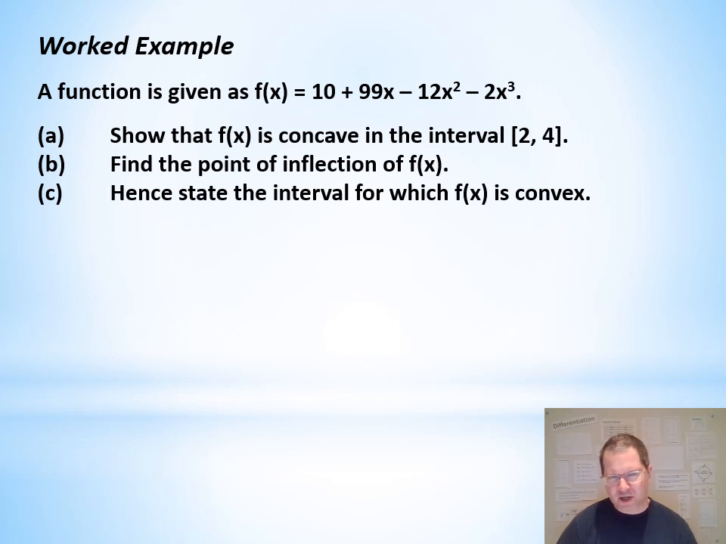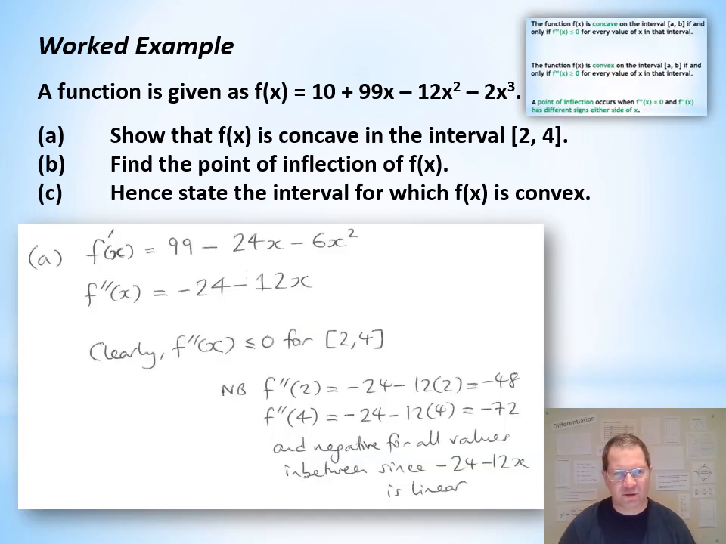A function is given as f of x equals 10 plus 99x minus 12x squared minus 2x cubed. We've been asked, A, to show that f of x is concave in the interval 2 to 4. B, to find the point of inflection of f of x, and then, C, as a result, to state the interval for which f of x is convex.